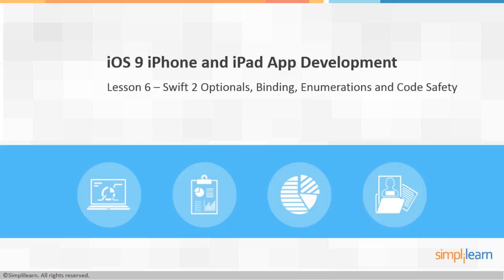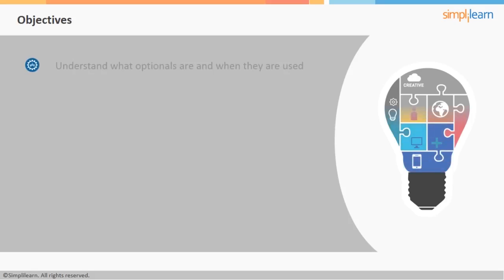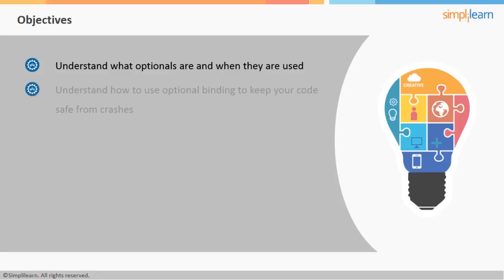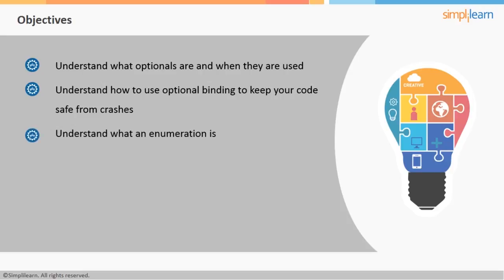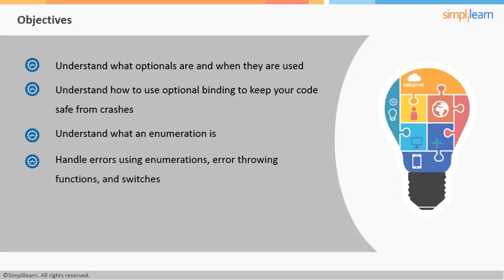So let's take a look at what we're going to learn by the end of this lesson. First off, we're going to be able to understand what optionals are and when they are used. We're going to understand how to use optional binding to keep your code safe from crashes. We're going to understand what an enumeration is. And we're going to be able to handle errors using enumerations, error throwing functions, and switches. So let's get started.